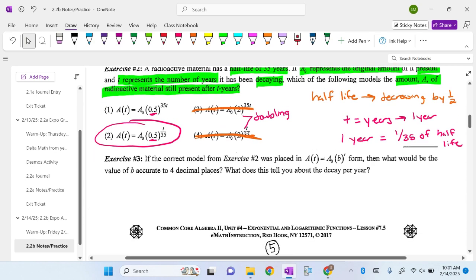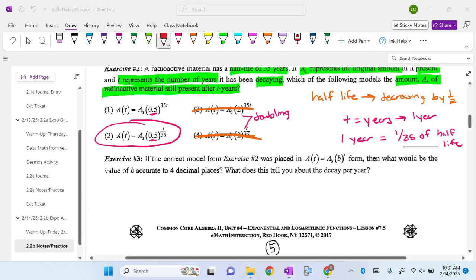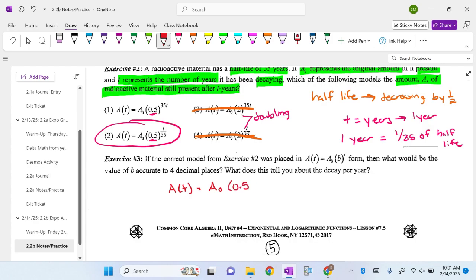Now, we're going to use that correct model from exercise 2. If we replaced it in the form A of T equals A of 0 times B to the T, what would be the value of B accurate to 4 decimal places? Essentially, we can break apart the exponent. We're going to be doing some power rule stuff. So we're just going to rewrite what we had for number 2. We had A of T is equal to A sub 0 times 0.5 to the T over 35.